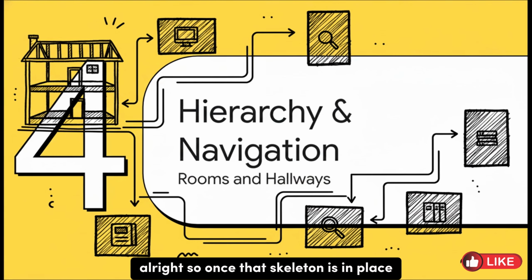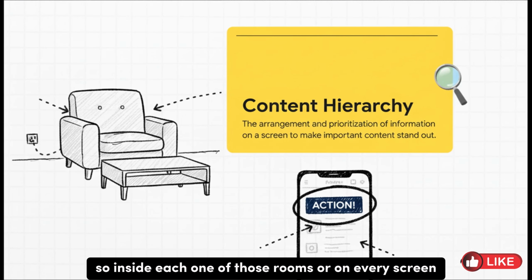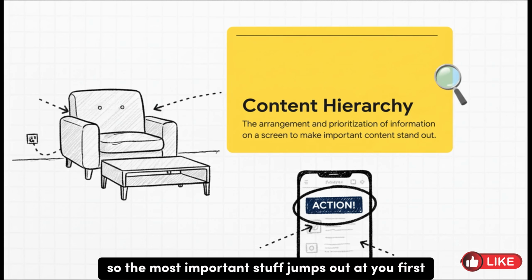All right, so once that skeleton is in place, it's time to start thinking about the details. We're moving from the big picture structure to designing the individual rooms, the pages, and, just as importantly, the hallways that connect them. And that's all about navigation. So inside each one of those rooms, or on every screen, you have something called content hierarchy. This is all about arranging the information so the most important stuff jumps out at you first.